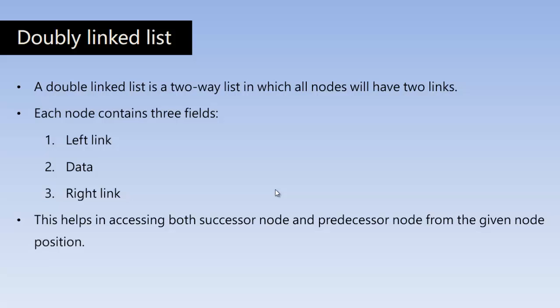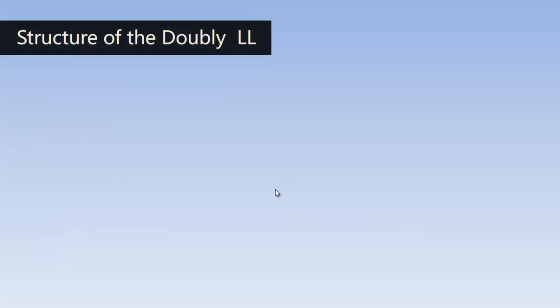So doubly linked list means each node in the list will hold the address of its predecessor node and also the address of the successor node. In that way we can access any node in the list going forward or moving backward. Now let us understand the memory structure of the doubly linked list.